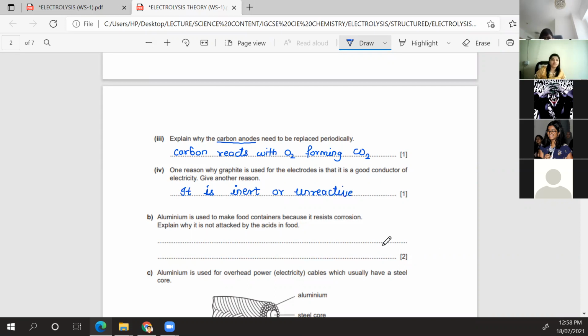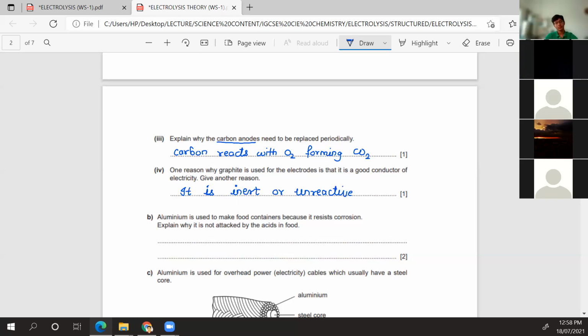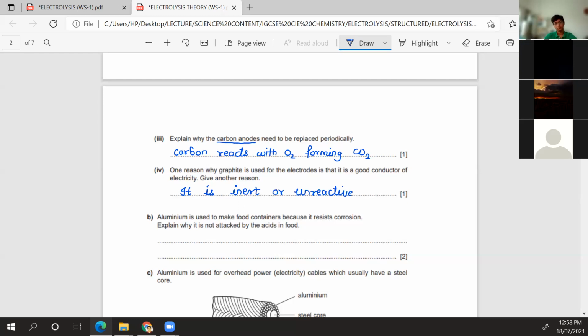Okay. Next one. Aluminium is used to make food containers because it resists corrosion. Explain why it is not attacked by acids in the food. Jessica? It's unreactive and prevents corrosion. Yes. So basically, why do we also use aluminum foil to keep our food for a longer time? The reason is that aluminum has the power to make an oxide layer on itself. That process is called anodizing. So aluminum forms a protective layer of aluminum oxide, which covers the aluminum from getting corroded, because it is the metal which gets corroded. It's not the oxide layer which gets corroded.